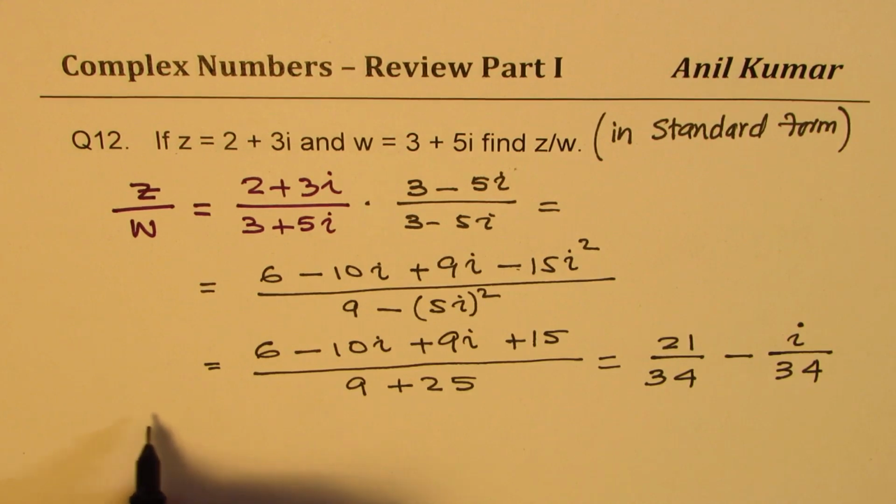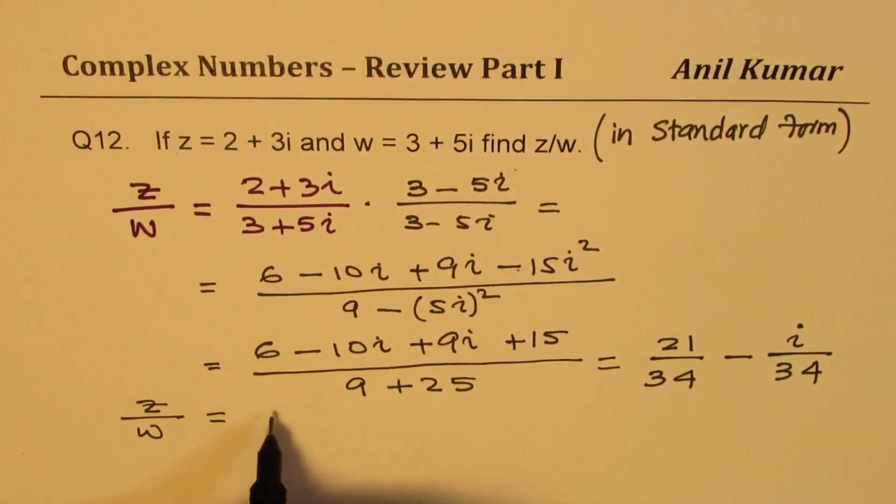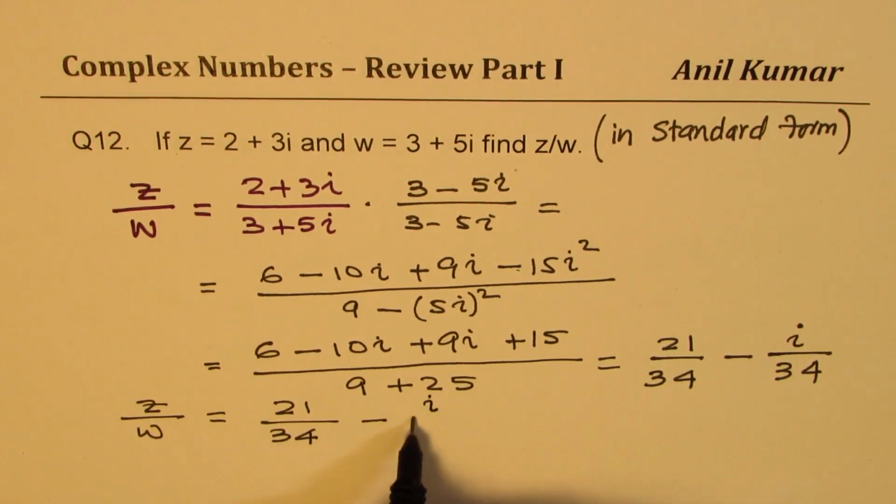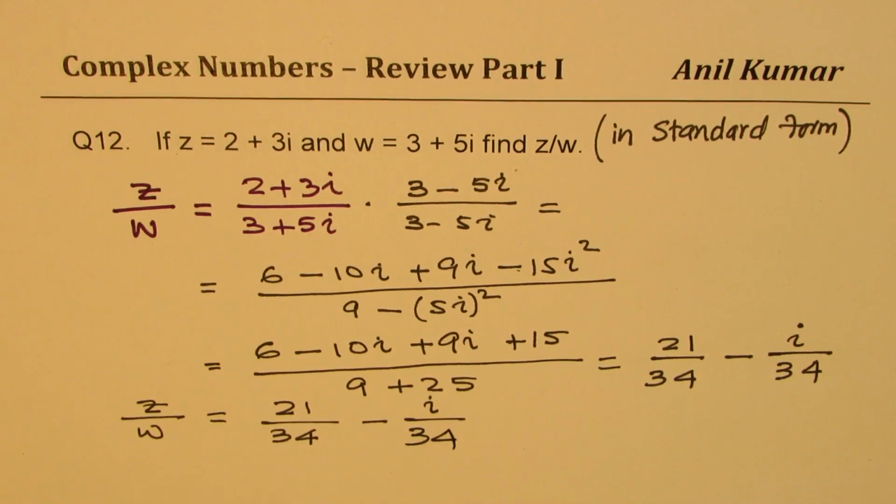So we could write that z over w is equal to 21 over 34 minus i over 34. Perfect.